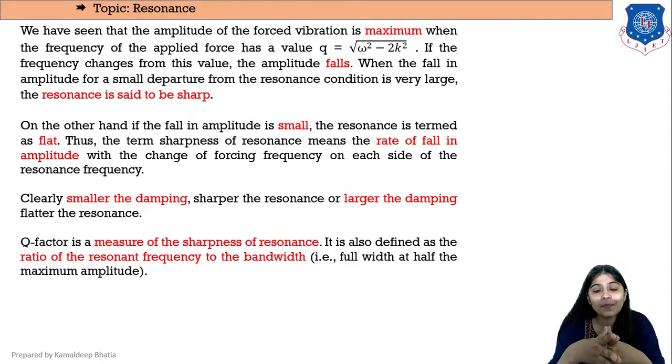Thus, the term sharpness of resonance means the rate of fall in amplitude with a change of forcing frequency on each side of the resonance frequency. Also, clearly we can see that smaller the damping, sharper is the resonance, or larger the damping, flatter is the resonance. Again, Q factor is a measure of sharpness of resonance. It is also defined as the ratio of resonant frequency to the bandwidth, that is full width at half the maximum amplitude.